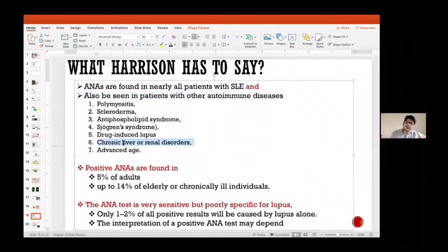So if you have not taken history, everything is not lupus. And even in advanced age, where it doesn't have any other comorbidity or anything, just age is more, it can be false positive. This is your MCQ point. Positive ANA are found in, and I think this is a very important viva point also, 5% of the adult population and up to 14% of the elderly or chronically ill individuals.